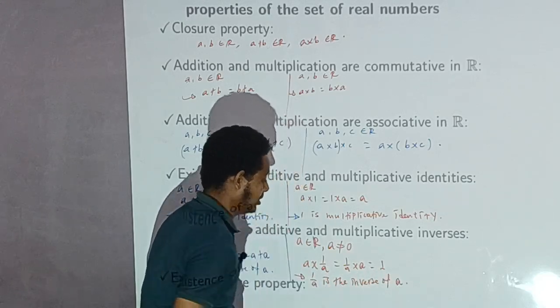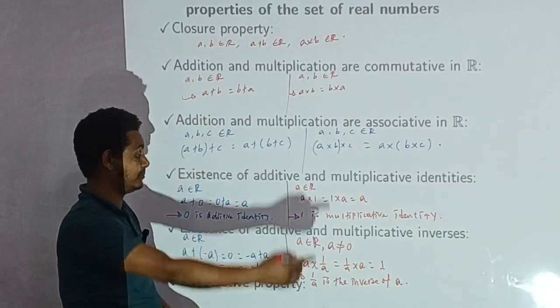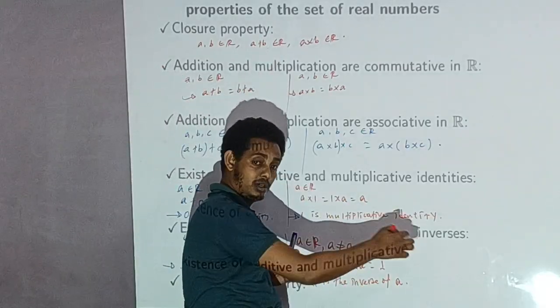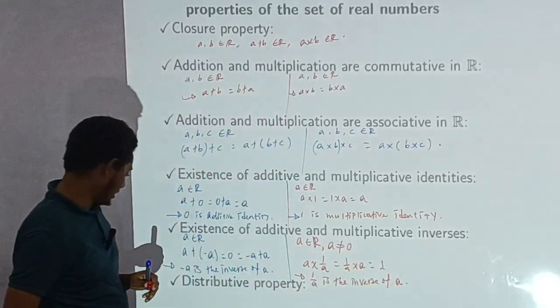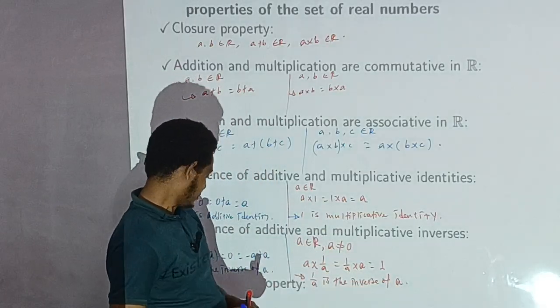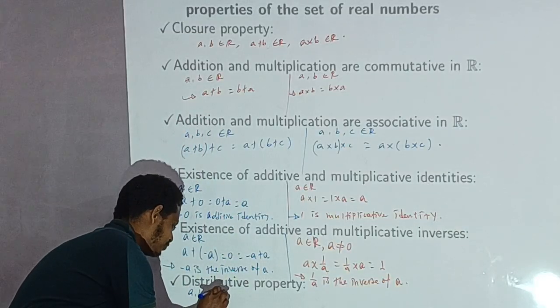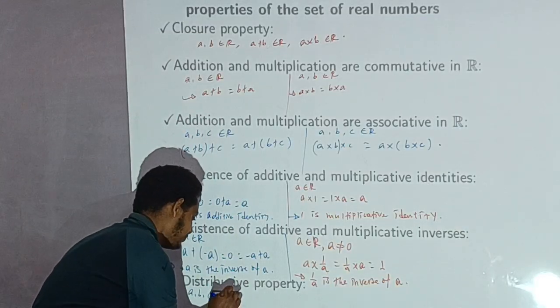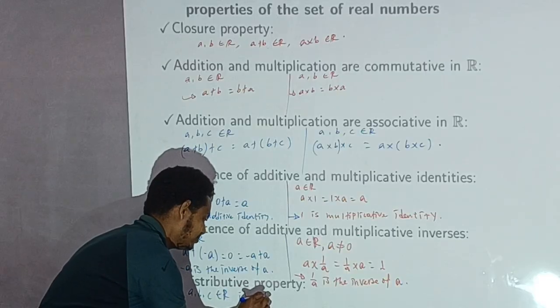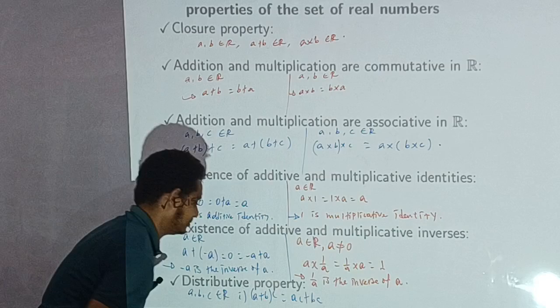ስለዚህ አዲሽን ኢንቨርስ ከተጠየቅን ከተሰጠን ነምበር ጋር ተደምሮ 0 መስጠት መቻል አለበት። መልቲፕል ኢንቨርስ ከሆነ ደግሞ ተባዝቶ 1 መስጠት መቻል አለበት ማለት ነው። The last one is distributive property. Multiplication is distributive over addition. Here, if A, B, and C are elements of a real number, so A plus B times C ማለት AC plus BC ማለት ነው.